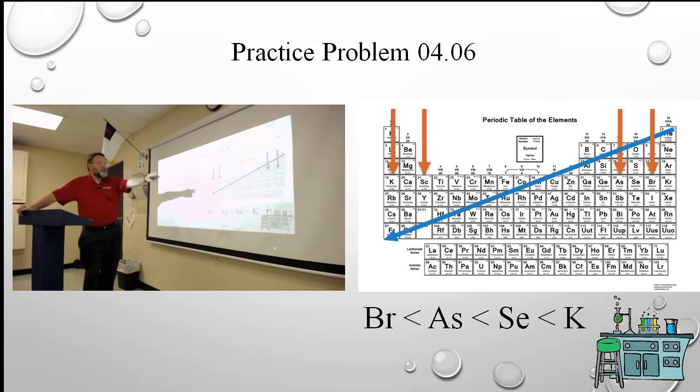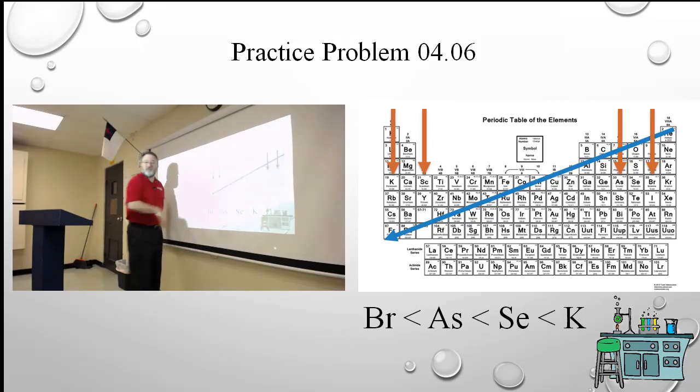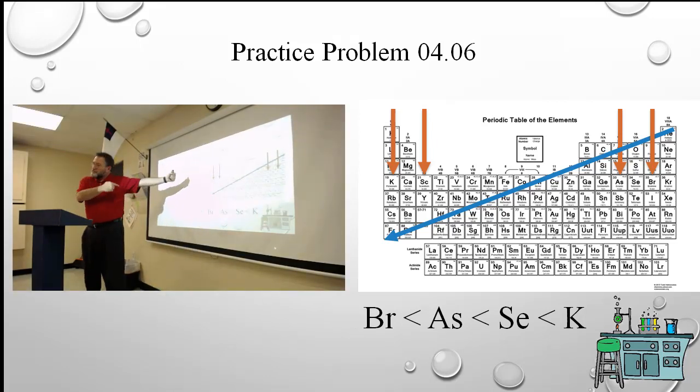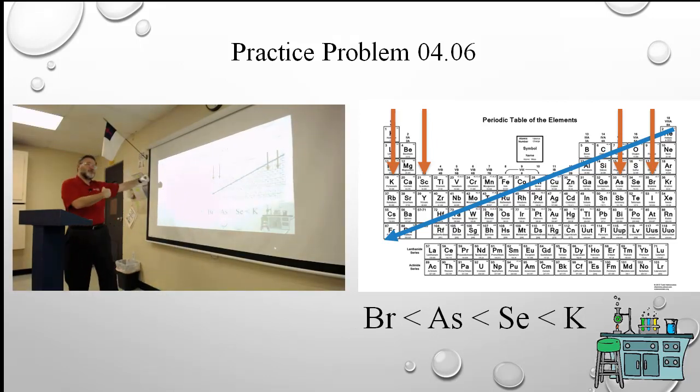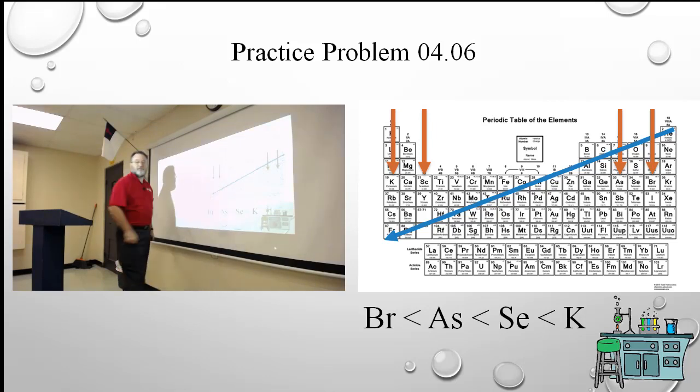Okay, so Br, and in this case here we're all in one row, right? So this is purely a left directional, right? We're moving to the left. And as we move to the left, we know the trend is increasing. So it's going to be bromine is smaller than astatine, is smaller than selenium, is smaller than potassium.